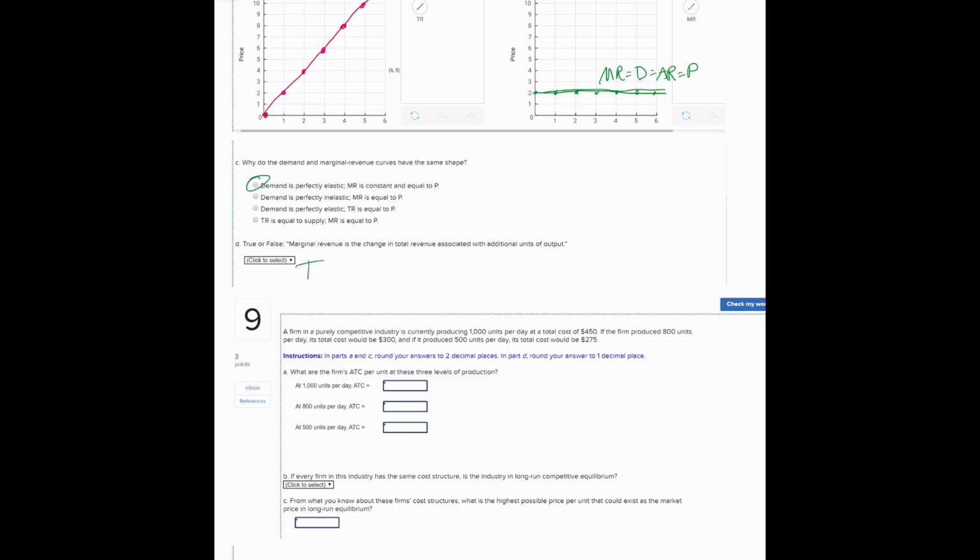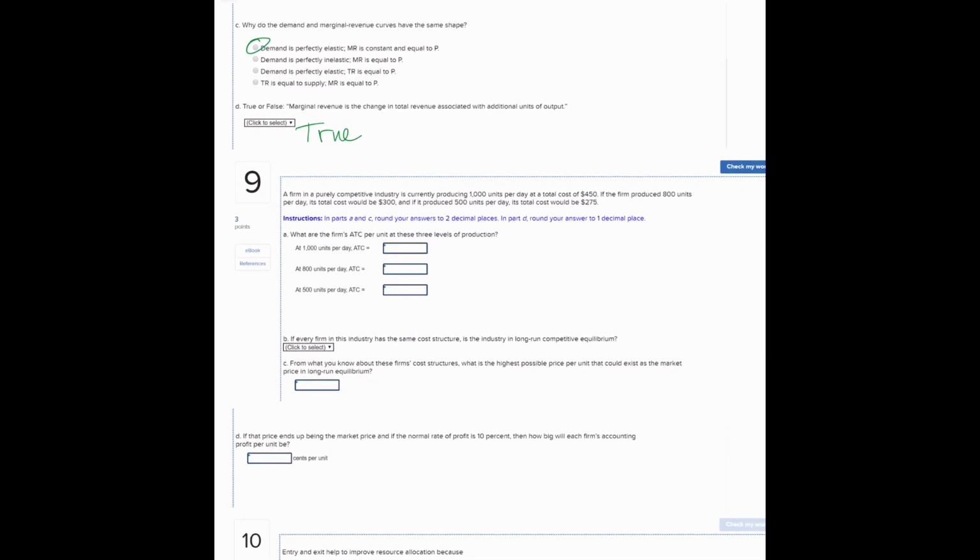So this is true. Number 9, a firm in a purely competitive industry is currently producing 1,000 units per day at a total cost of $450. If the firm produced 800 units per day, its total cost would be $300, and if it produced 500 units per day, its total cost would be $275. So it asks us to do some calculations. It says, what are the firm's average total cost per unit at these levels of production?